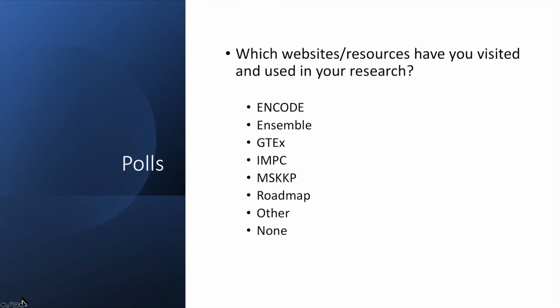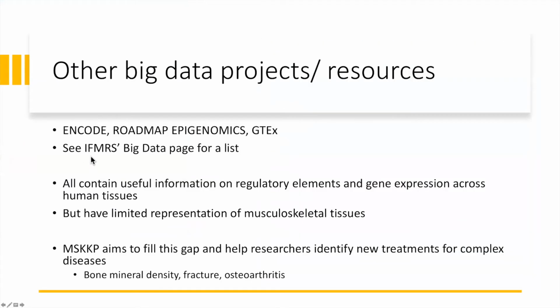And one of the places you can go is to the IFMRS website. And there's a big data link, or big data page on the IFMRS website, that lists a lot of these resources that are available, including ENCODE, Roadmap, Epigenomics, and GTEx. So the links are on the IFMRS page. I find that all of them contain useful information on regulatory elements and gene expression across human tissues.